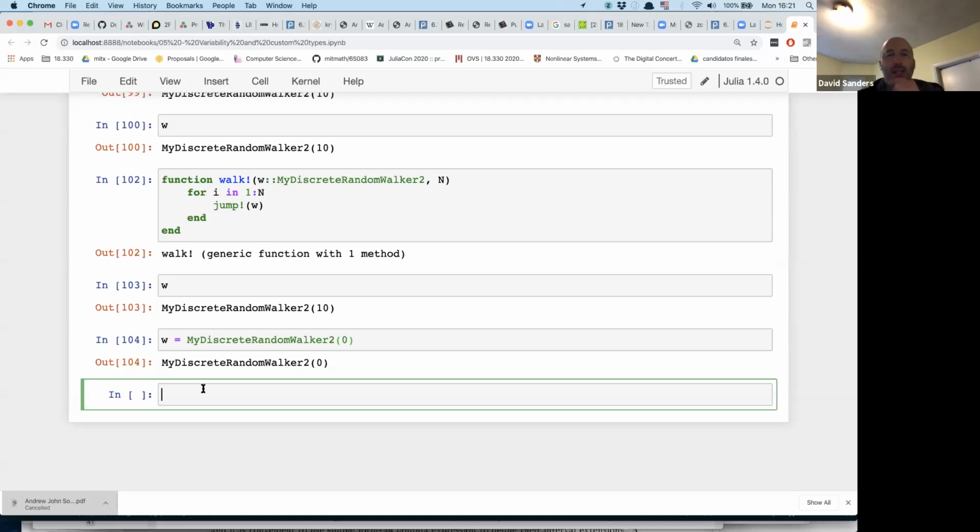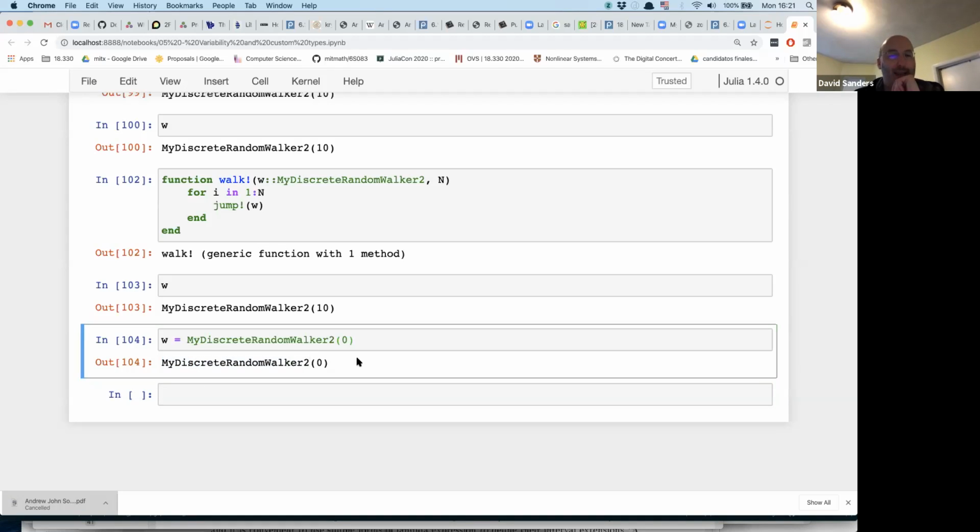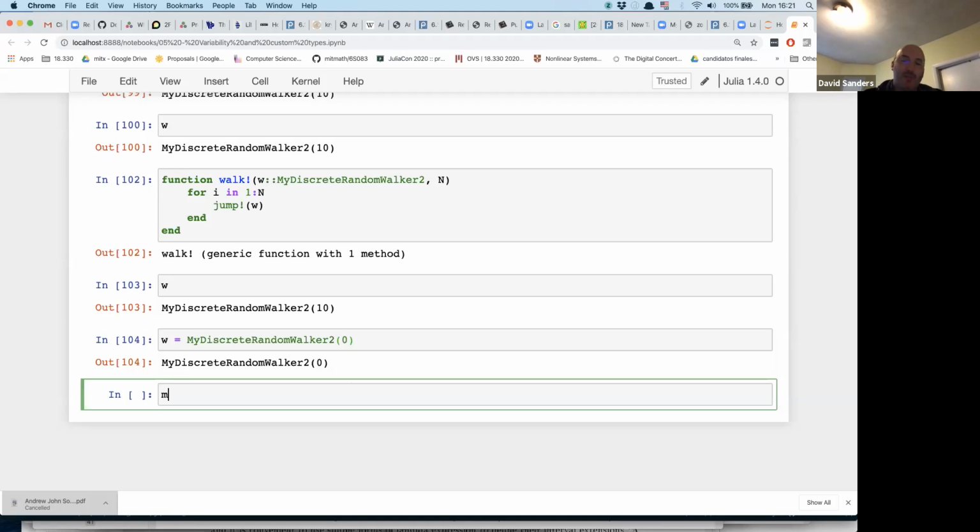Okay, but that's a bit annoying, because when I'm defining this thing, I actually have to pass it a position where it's going to start. Isn't there a way of just saying, why don't you just start at 0 if nobody tells you otherwise? Well, what is my discrete random walker?